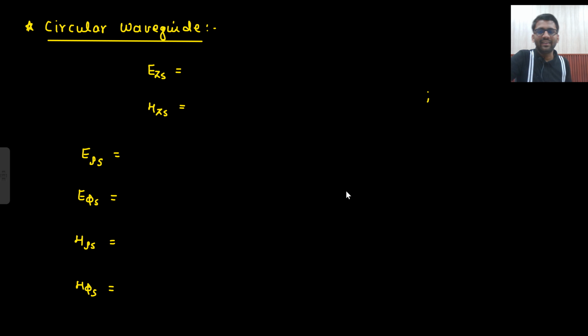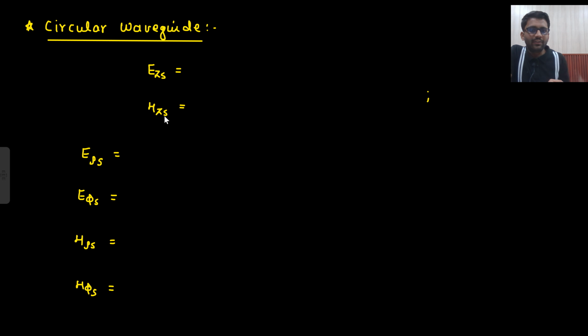That break I will take, and you also revise the previous part and then come back to the circular waveguide chapter. Okay, yeah. So let's start the circular waveguide now. Okay. So now we can write the EZS and HZS expressions, like what we did in our rectangular waveguide.